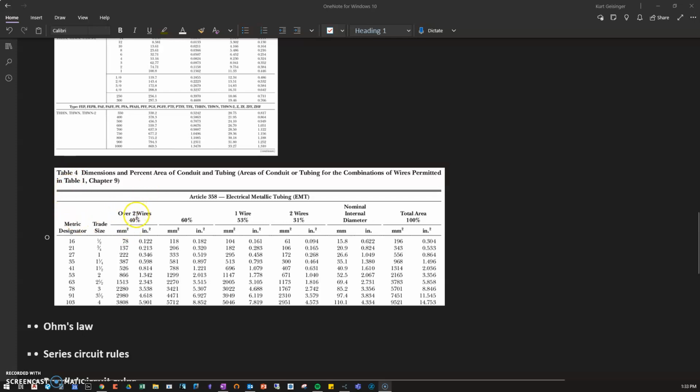Because most times we're going to have more than 2 wires in our conduit, we're almost always going to be using this column, over 2 wires in inches squared category. So we have our trade size of all of our conduits. How many square inches can we fit in that conduit here, right? So the exercise is going to look something like this.